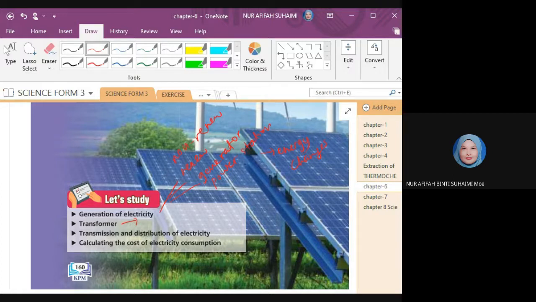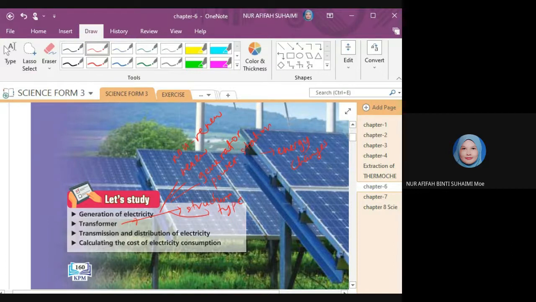And then we use turns of wire in the primary coil and secondary coil. So there's a different number of turn of wire in primary coil and secondary coil. Make sure you can identify which one is input that is connected to primary coil and which one is connected to output, which is secondary coil. Okay, transformer. So for the transformer, you need to know their structure. Dibuat daripada apa?